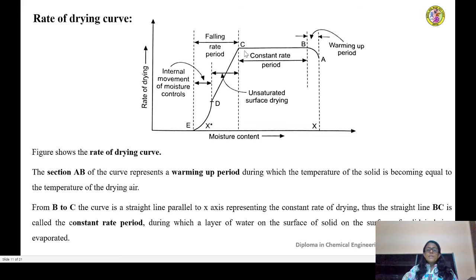So from B to C, you can see the curve is a straight line and also it is parallel to the x-axis, showing that over this period the rate of drying remains constant with respect to time. Okay. So what happens during this period is a portion of solvent or moisture present on the surface of the material actually gets removed during this particular period of operation.